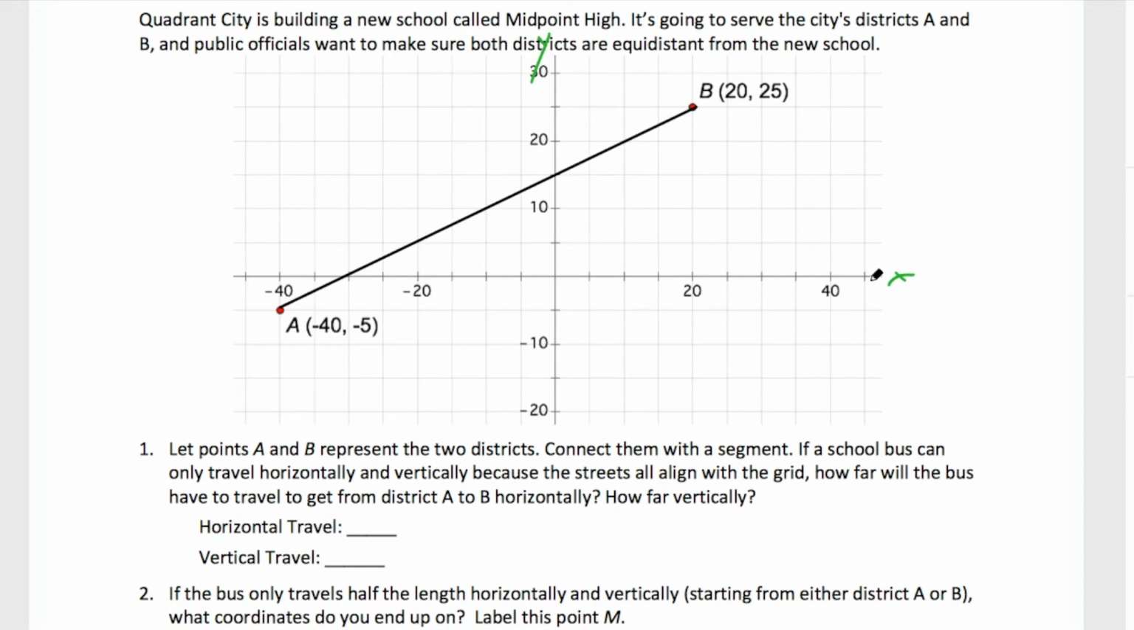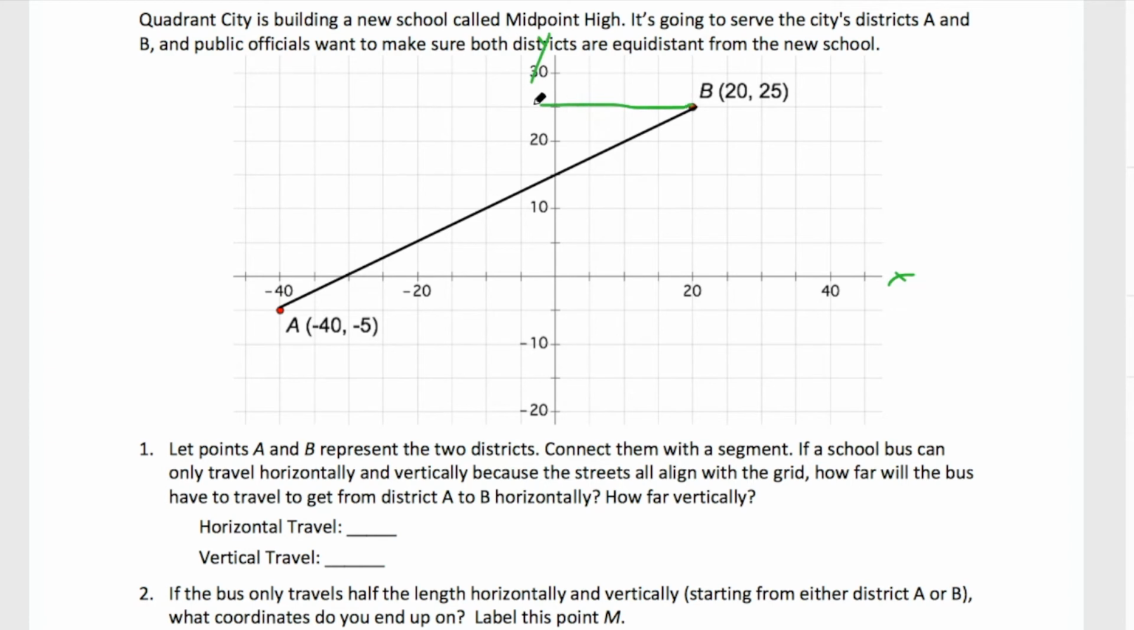If a school bus can only travel horizontally and vertically because the streets are all lined with a grid, okay, fair enough. The city streets are usually with grids here, right? You got east-west streets and you got north-south streets here. How far will the bus have to travel to get from district A to B horizontally? How far vertically? Okay, maybe this is getting us to think about how we can actually maybe use slope to figure out a midpoint. I don't know.